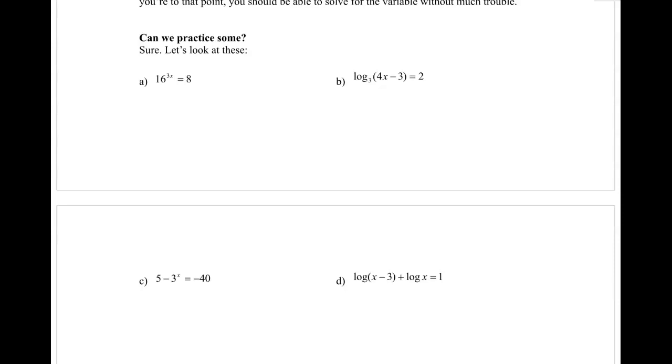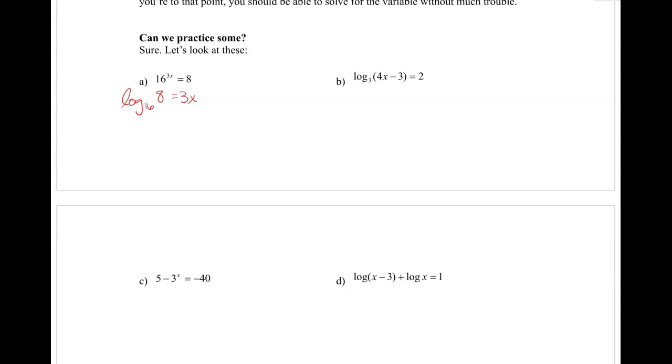Alright, so on A, I've got 16 to the 3x equals 8. I noticed that I've got the stuff with the exponent completely by itself, so I'm going to go ahead and rewrite this as a logarithm. So I should get log base 16 of 8 is equal to 3x, because again, the whole goal of rewriting it as a logarithm is to get the variable out of the exponent. We're trying to solve for the exponent because we don't usually know what that is.